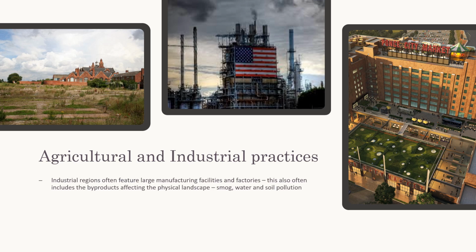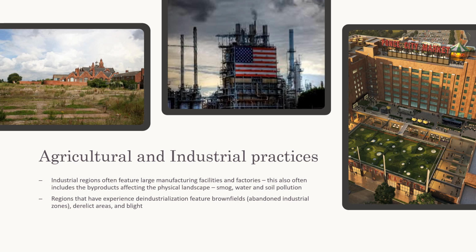So agricultural and industrial practices kind of continued. When we think about industry, industrial regions, when we're thinking about manufacturing as the center of economic activity, they oftentimes have these very large manufacturing facilities and factories. And so we can see a couple of images of these on the left and in the middle here, where you have these giant facilities that are going to have jobs for thousands of people. But it's also going to include not just the facility itself, but other byproducts that occur in the natural landscape and the physical landscape, smog, water and soil pollution that occur. That's all impacting what we are seeing in our cultural landscape.